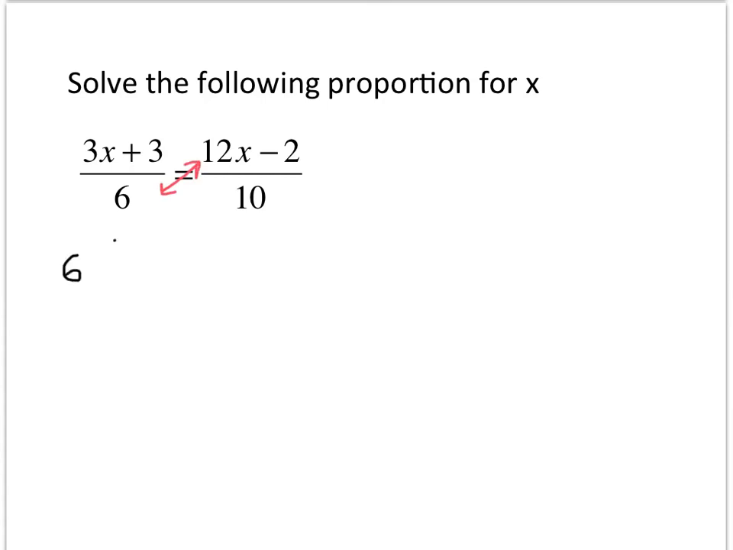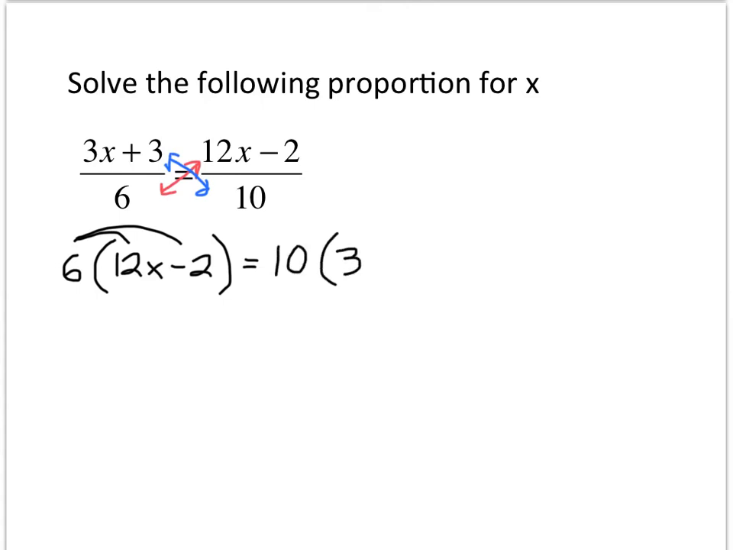And again, I want to be careful to put parentheses around the 12x minus 2 to remind me that not only is 12x being multiplied by 6, but so is the negative 2. Or in other words, I'm going to have to distribute here. Now what is this equal to? Well, that's our second cross multiplication, which is 10 multiplied by, again, parentheses, 3x plus 3. And again, the parentheses are reminding me that 10 is not only being multiplied by the 3x, but also the 3. So now we're all set to distribute.